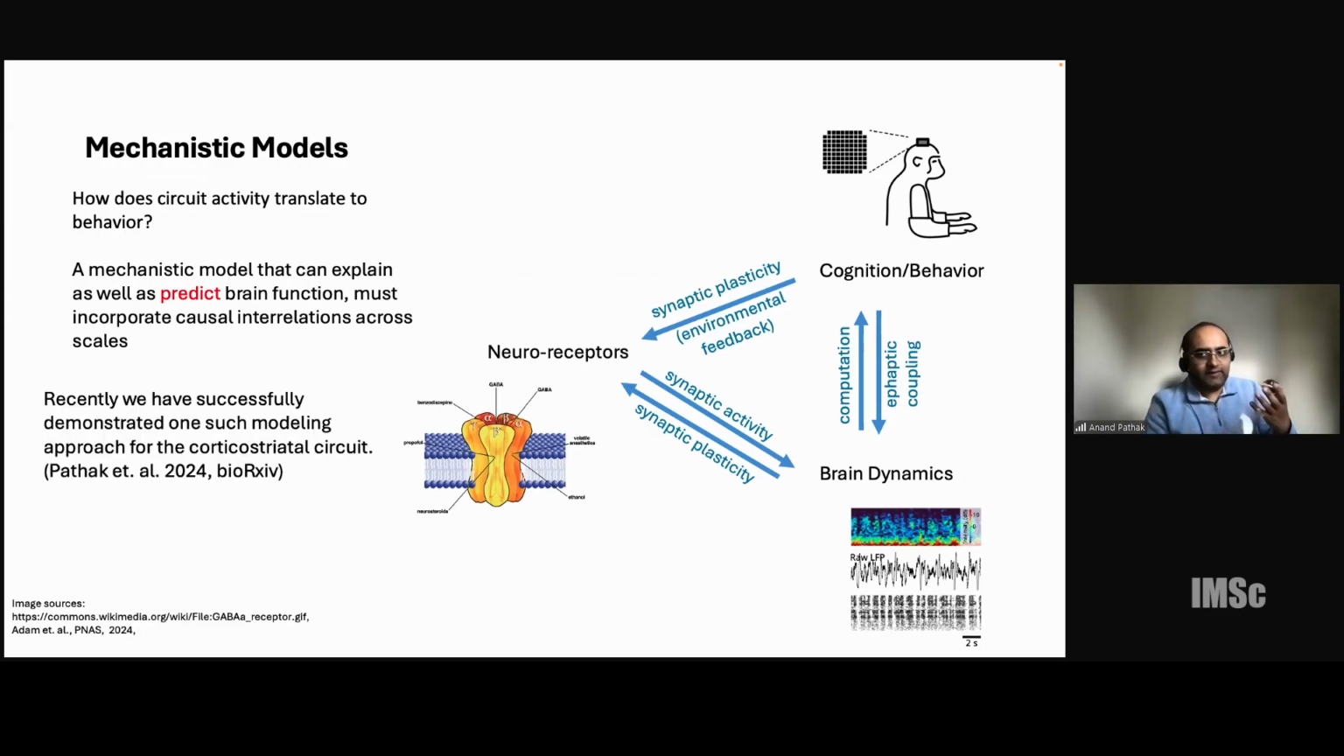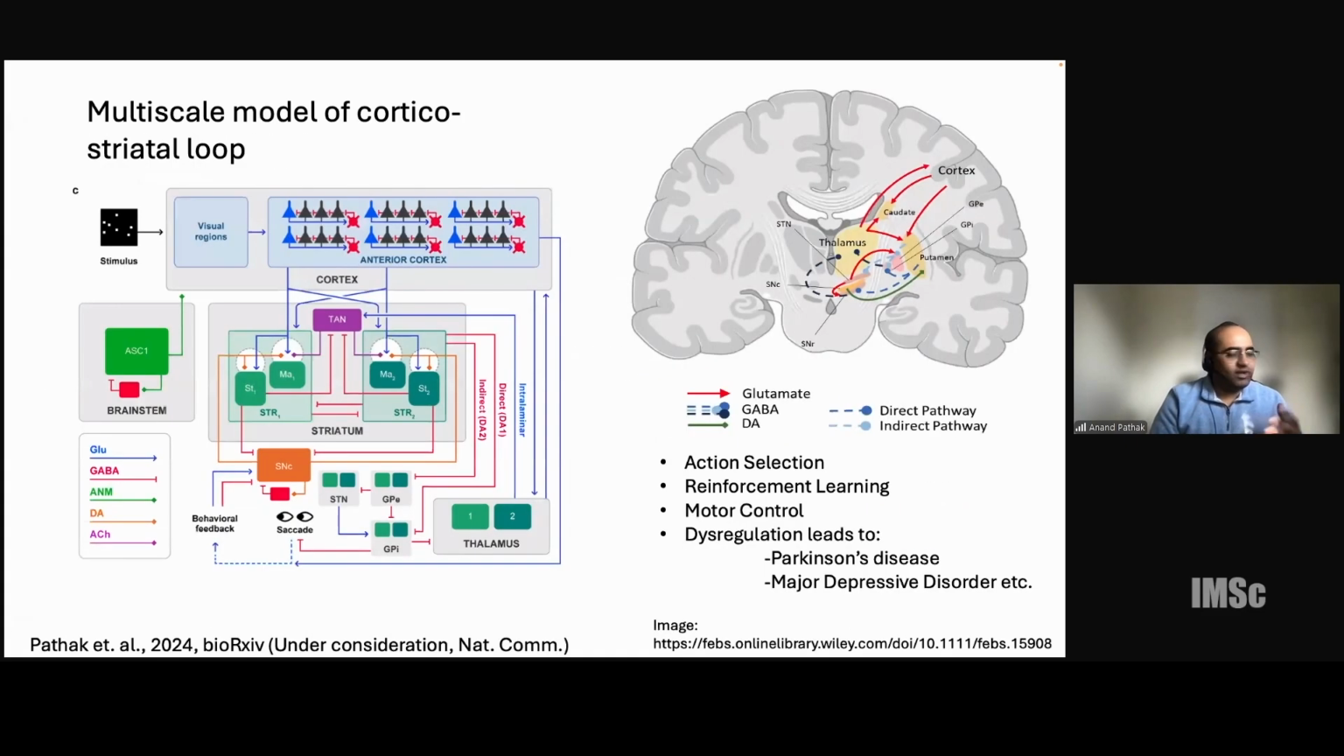So, we have successfully demonstrated that such a modeling is possible, and we can get very promising results from that when we modeled a corticostriatal circuit in the brain. And what is a corticostriatal circuit, for those of you who don't know? It's one of the very key circuits for the brain function, not just for the primates, but right across the animal kingdom, whoever has a brain.